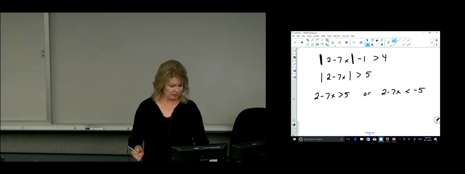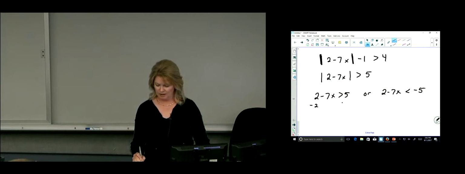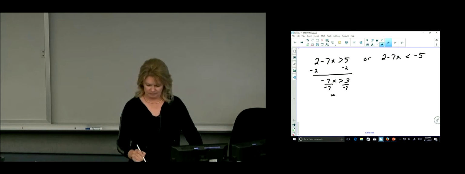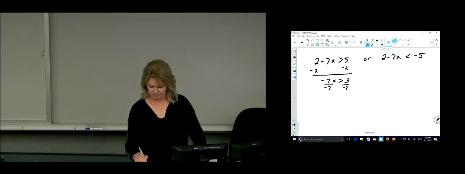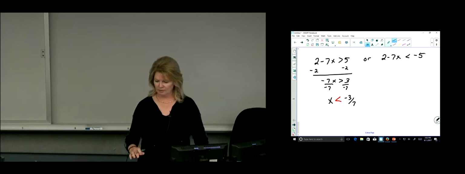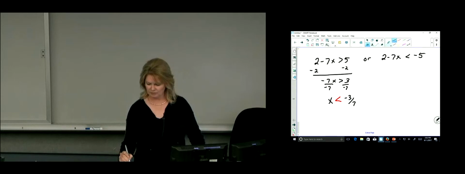So you just solve each part of this. When you've got it greater than 5, you're going to subtract 2, divide by negative 7. So I'll do this one so that we make sure when we divide by that negative 7, we still have to remember to flip our inequality sign. And then work the other side. Subtract 2.